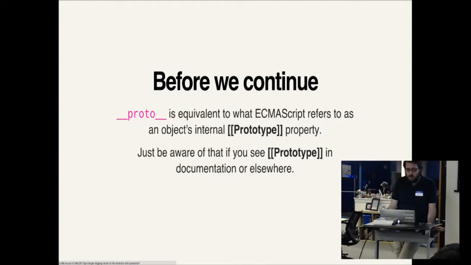So before going any further, I just want to mention that this proto property is the JavaScript way to access that. What you're actually accessing is what ECMAScript, which is the more official language that JavaScript is based on, refers to as this bracket prototype property. And I don't say that to confuse you. I just say it so that if you see this bracket prototype in documentation or elsewhere, you can think about it as proto. They're basically one and the same thing.